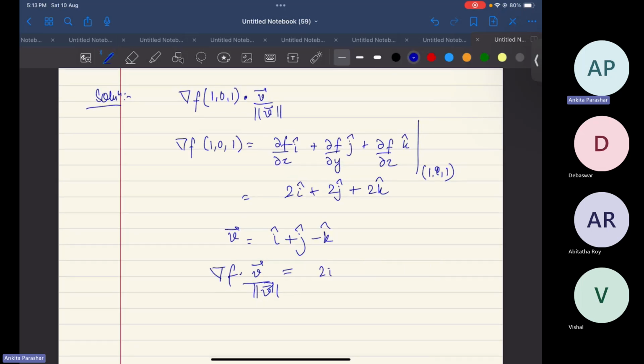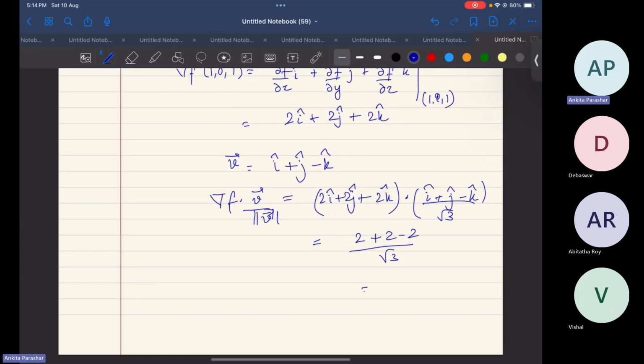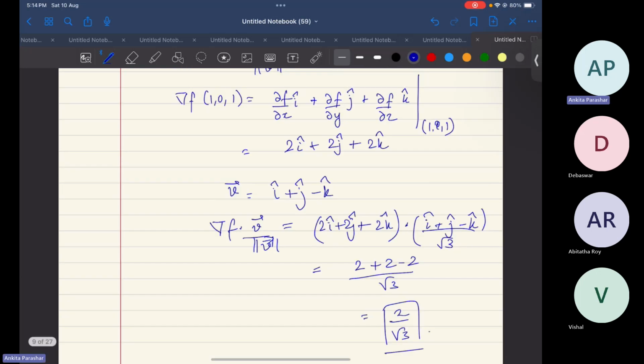So 2i cap plus 2j cap plus 2k cap, and then dot with v. So what is the norm of v? What is its magnitude? The vector magnitude? Root 3. Yeah, it's root 3. So it's 2 plus 2 minus 2 by root 3, which is 2 by root 3. Okay, I feel this should be the answer, but I'll confirm it.